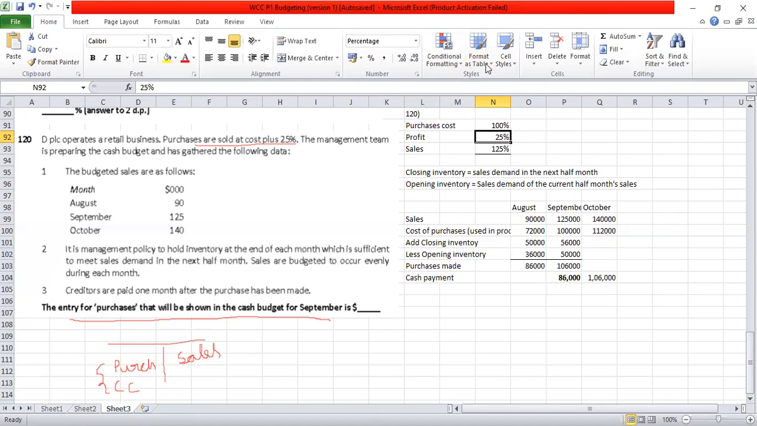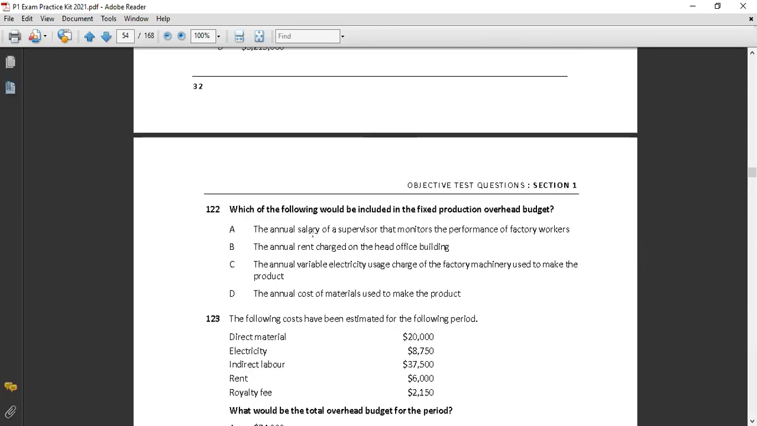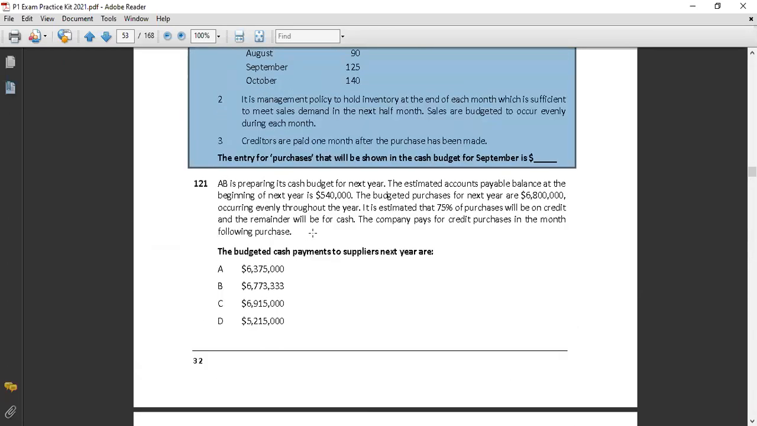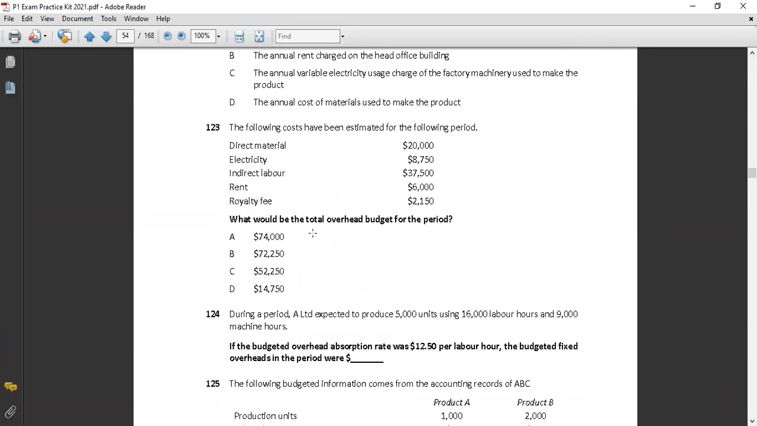I think the next two questions, 121 we have done. One simple question, 123. We'll do this one and then wind up the class.